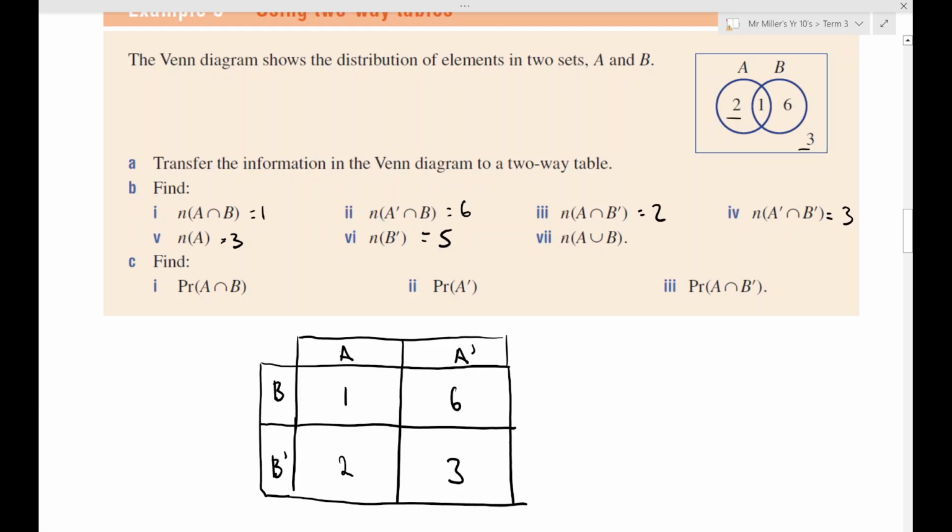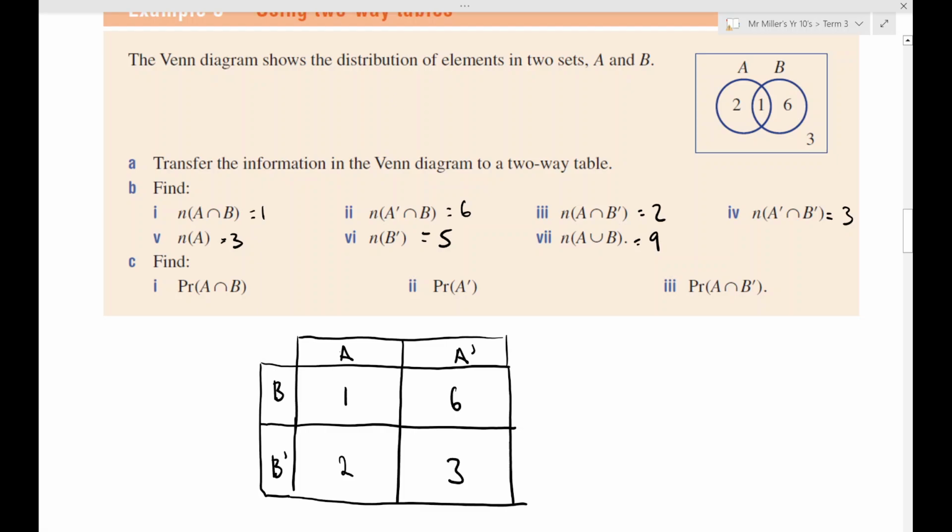Number of A or B, 2, 1, 6. So 2 in A, 1 that is A and B, and the 6 in B. All of these outcomes are either A or B. So there's 2, 3, there's 9 outcomes. So when we say N of this event, we're talking about the number of outcomes in that set or of that event.